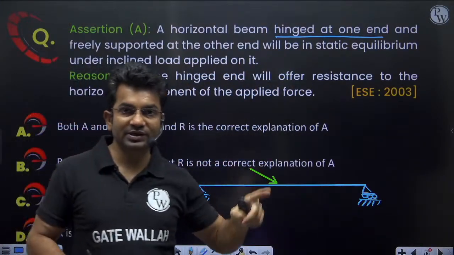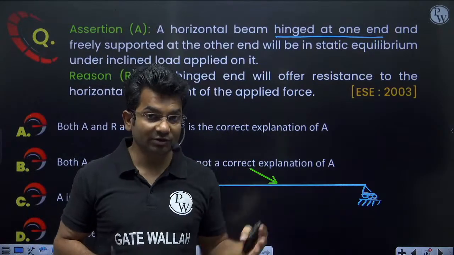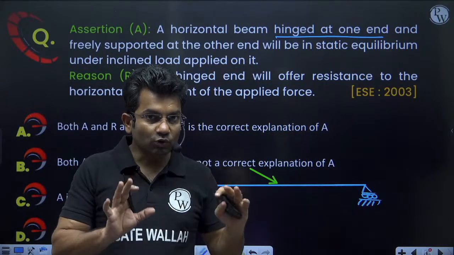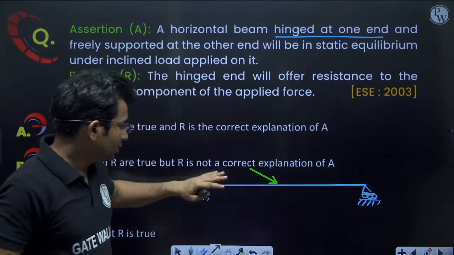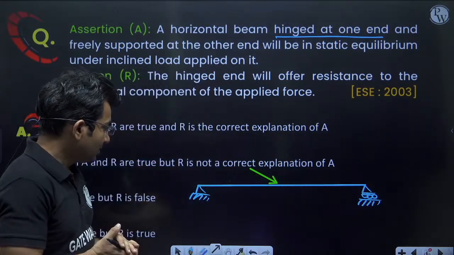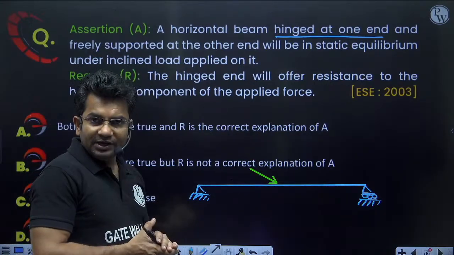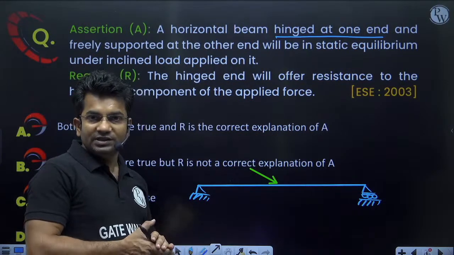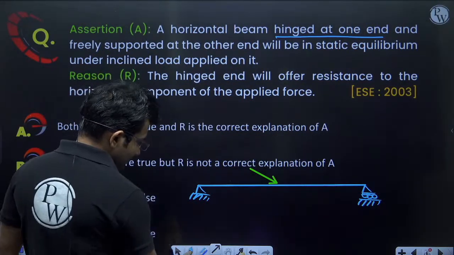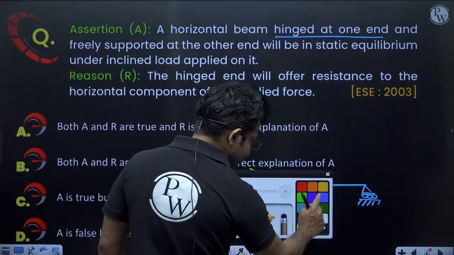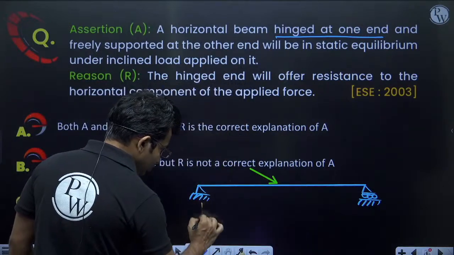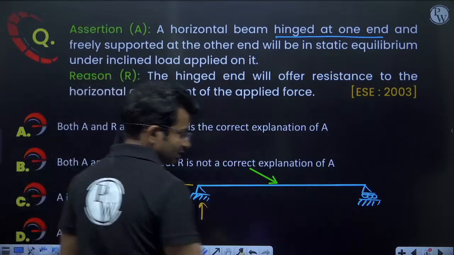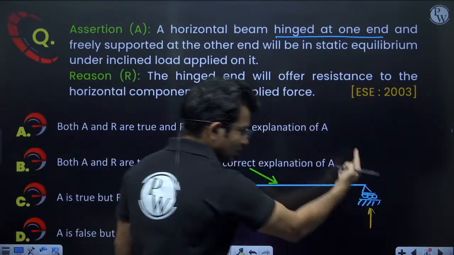Static equilibrium means it is not moving. It is in equilibrium, but it is static, meaning ruka hua, it is not moving. So will it be in static equilibrium? Yes, it will be in static equilibrium. This support will be offering how many reactions? This support will be offering two reactions, one vertical reaction and one horizontal reaction. This support will be offering vertical reaction.